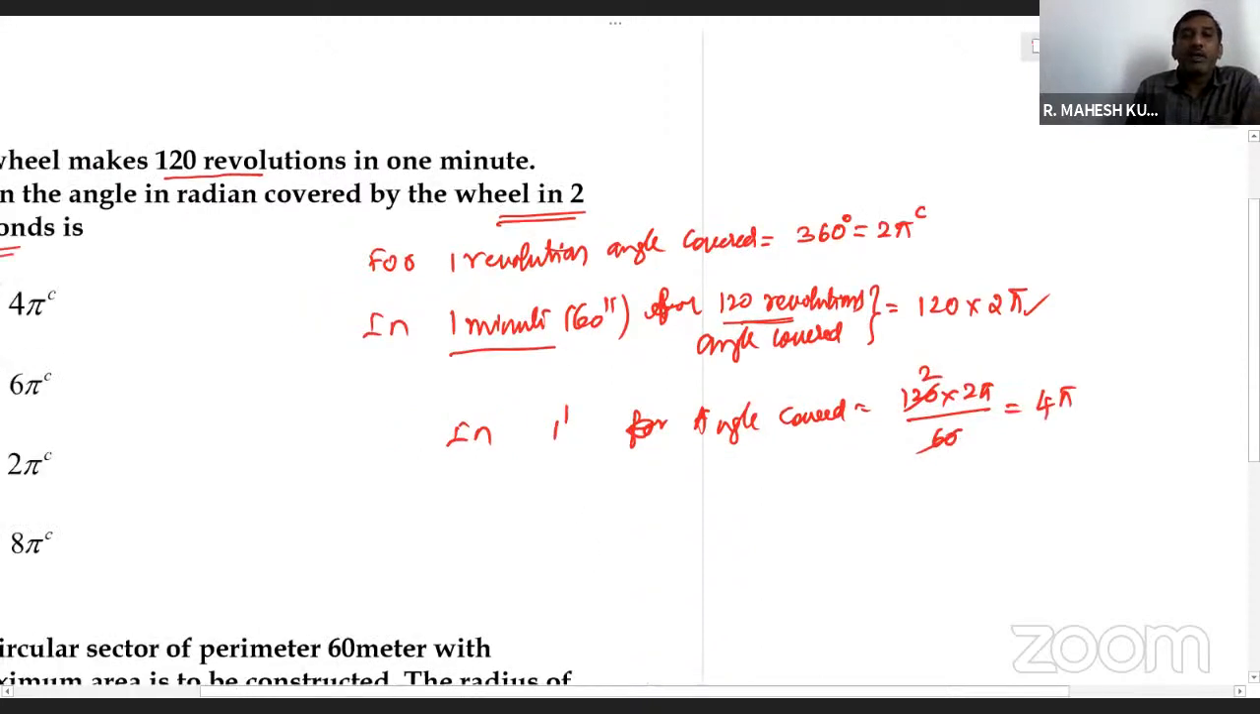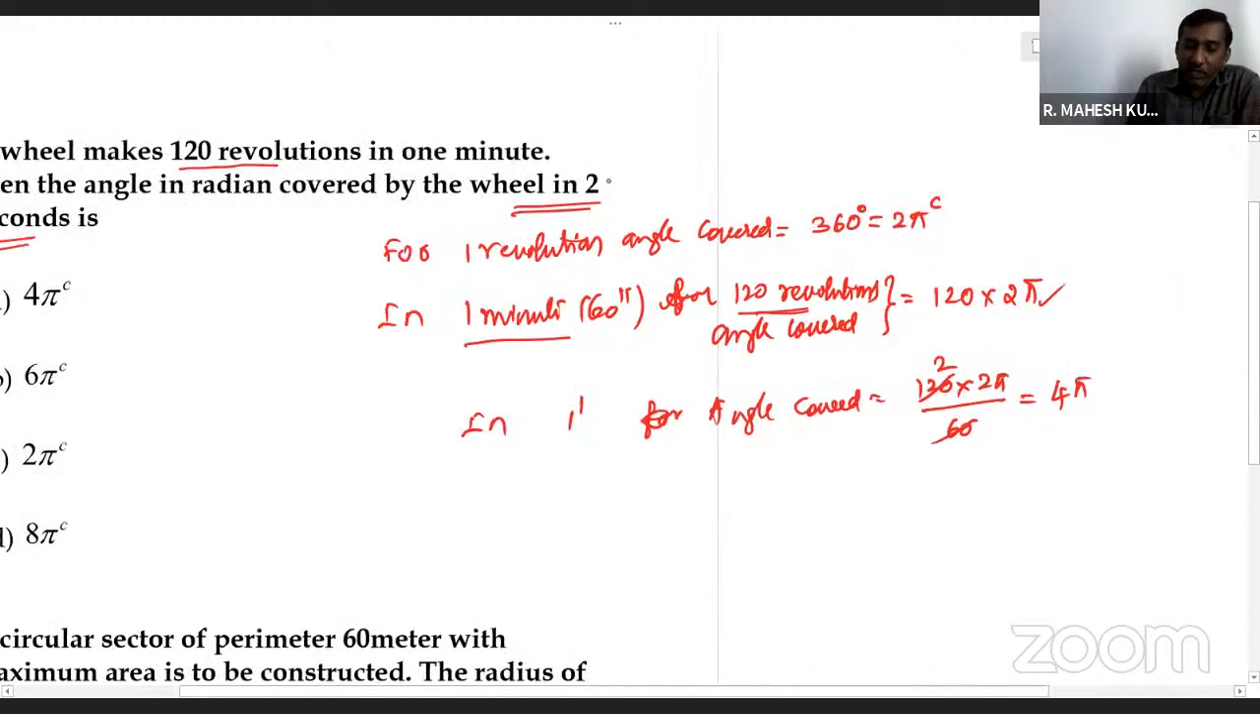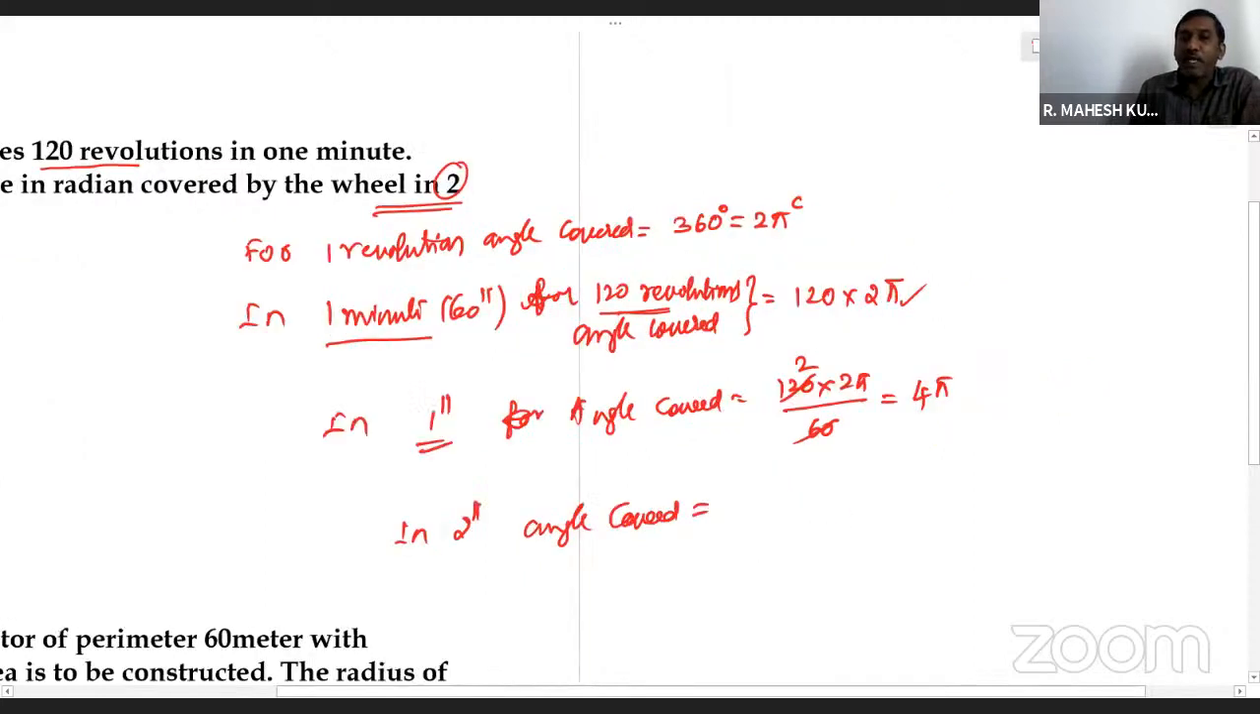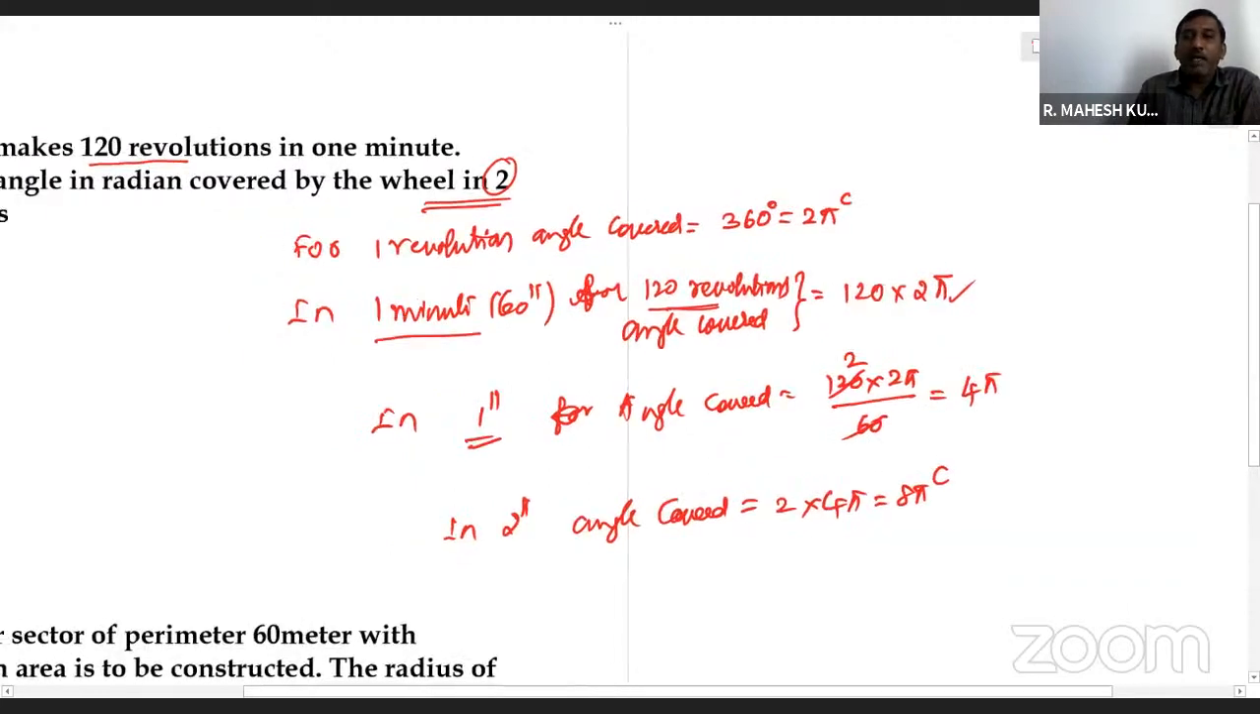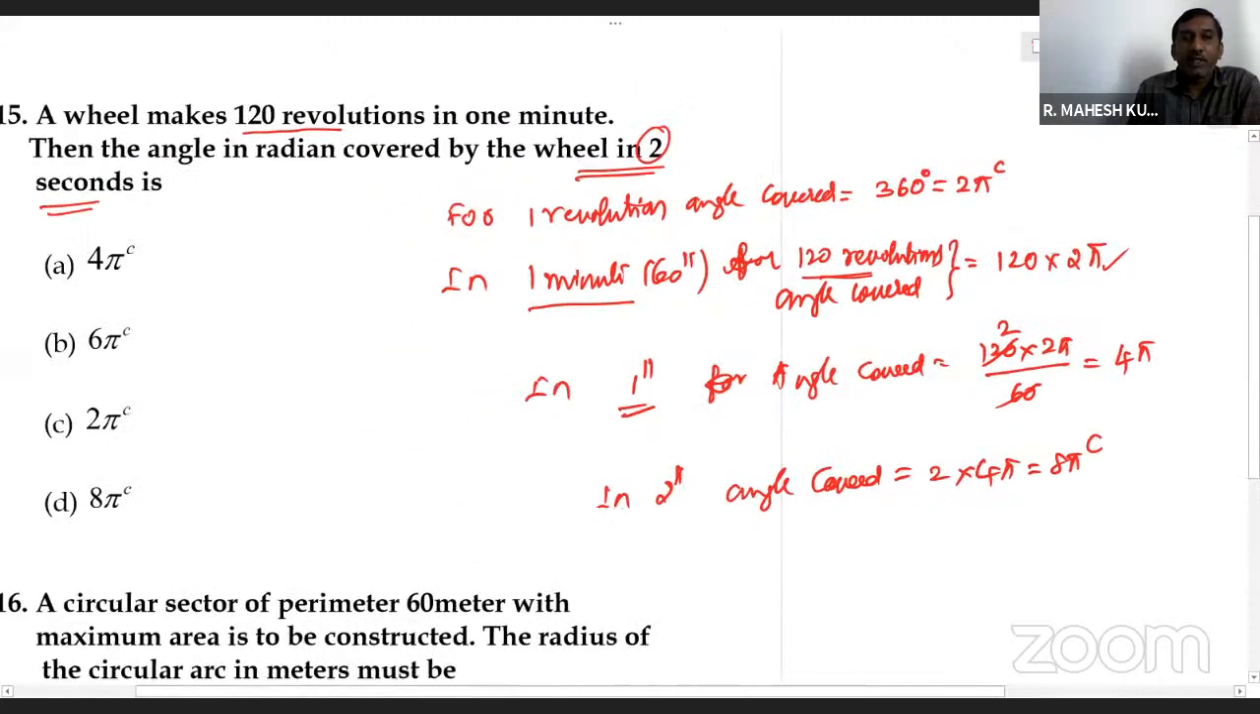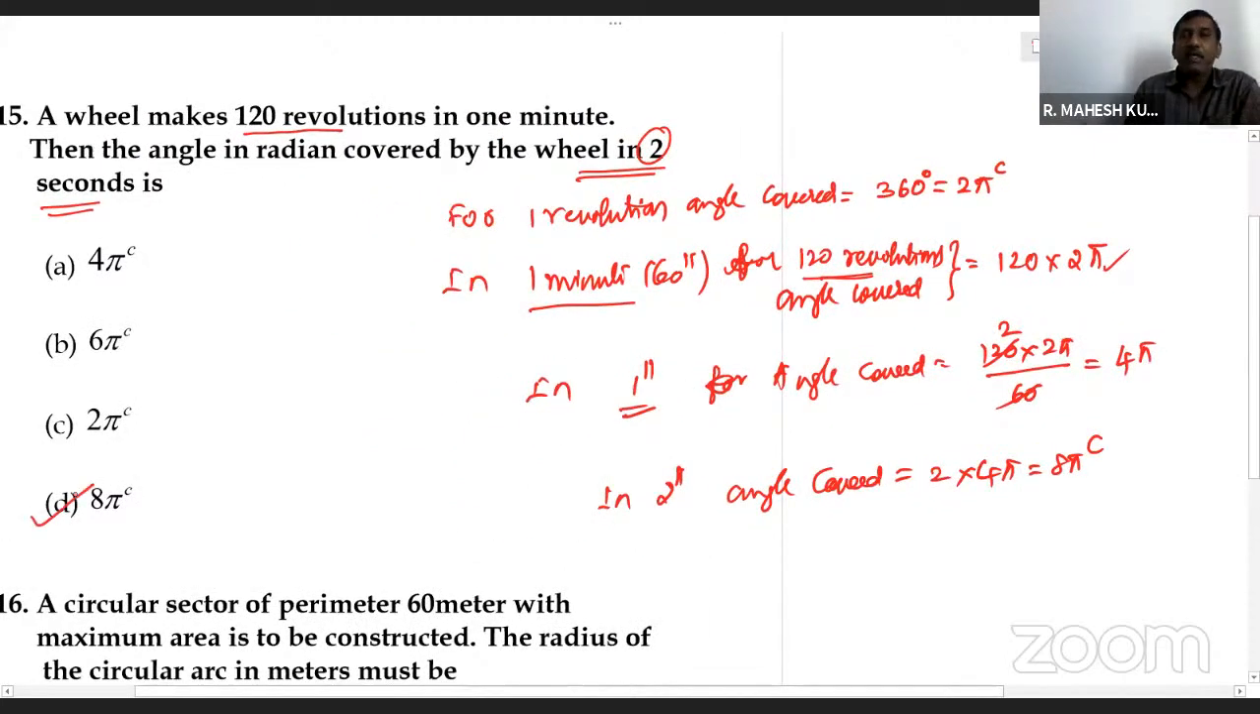But you are asked to find the angle covered in 2 seconds. Here I have the angle for 1 second. So in 2 seconds, the angle covered is, for 1 second 4 pi, so in 2 seconds it is 2 into 4 pi. It is going to give you 8 pi radian as the correct answer, right? So the correct answer is option D. It is very similar to the previous problems we have solved, so you can solve this in the same way.